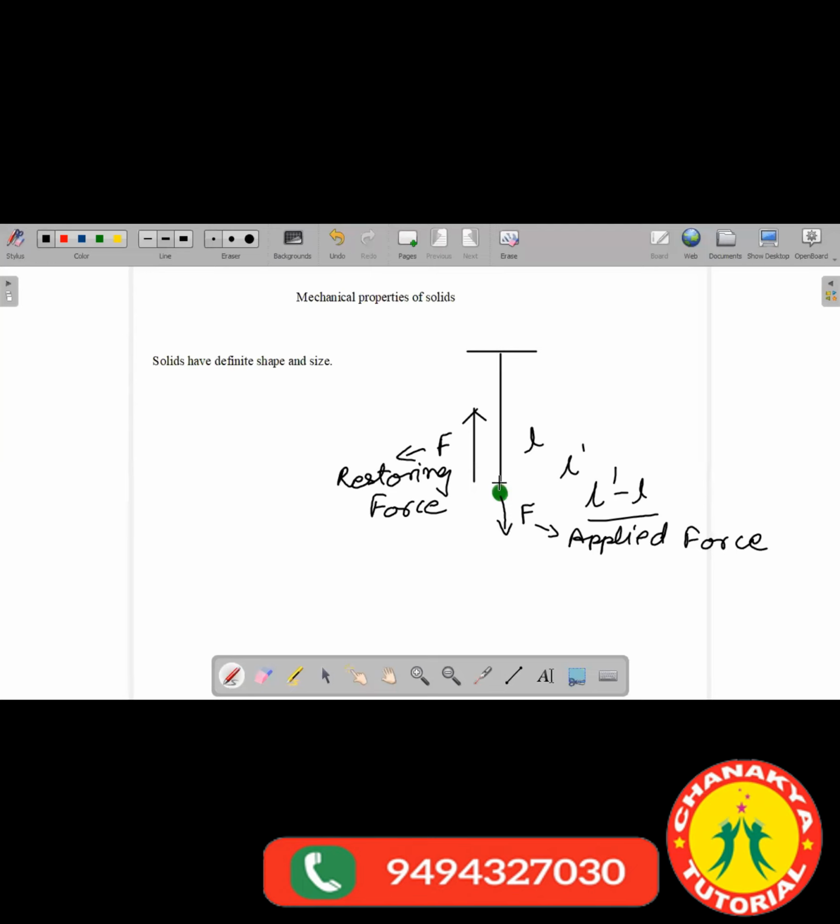So we define here a term, stress, which will relate the amount of the restoring forces that we have used. So have you understood up to this much why the solids can regain their original shapes?